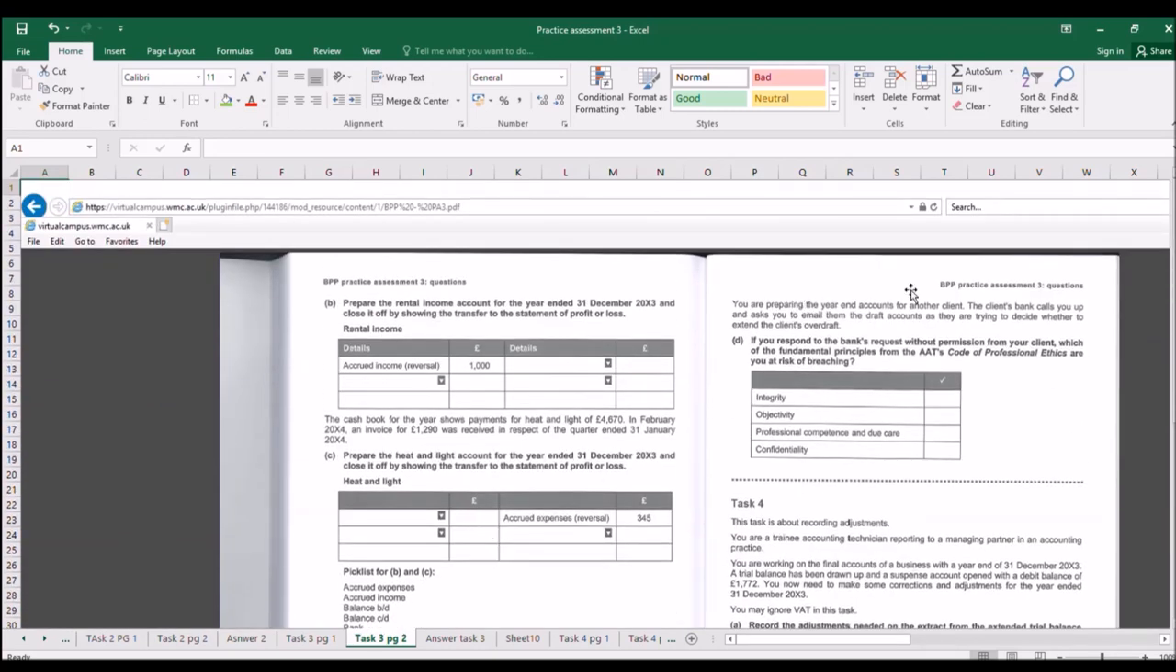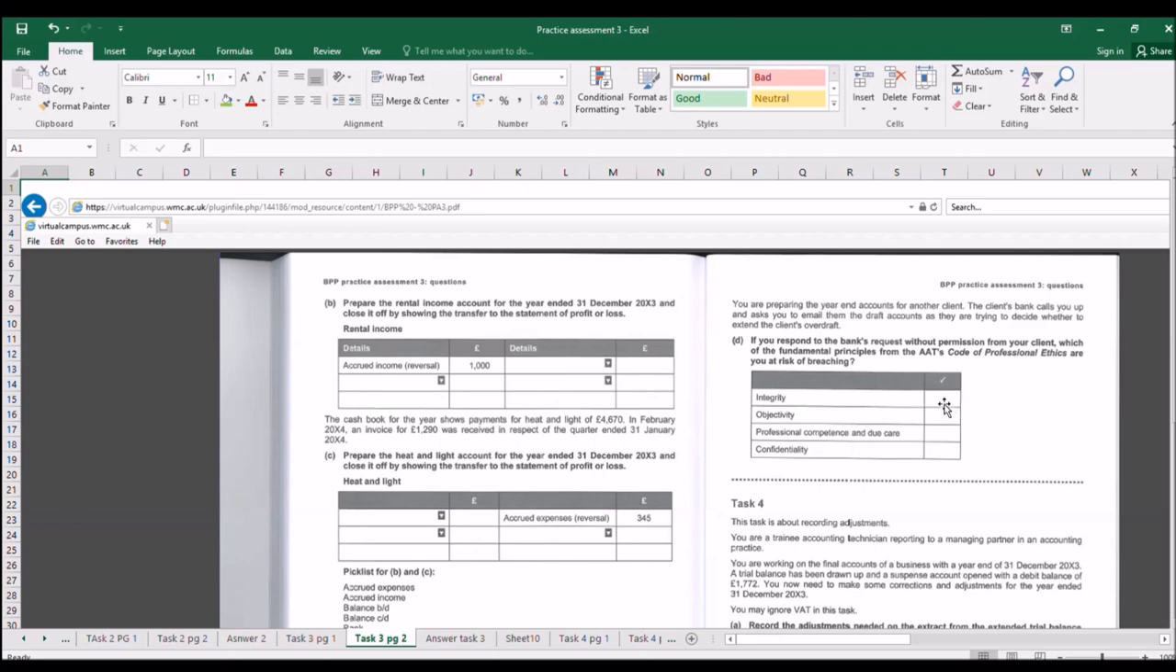You are preparing the year-end accounts for another client. The client's bank calls you up and asks you to email them the draft accounts, and they're trying to decide whether to extend the client's overdraft. If you respond to the bank's request without permission from your clients, which of the fundamental principles of the accountant would you be breaching? Well, that's just not right, is it? We would be confidentiality we're breaching there, aren't we?